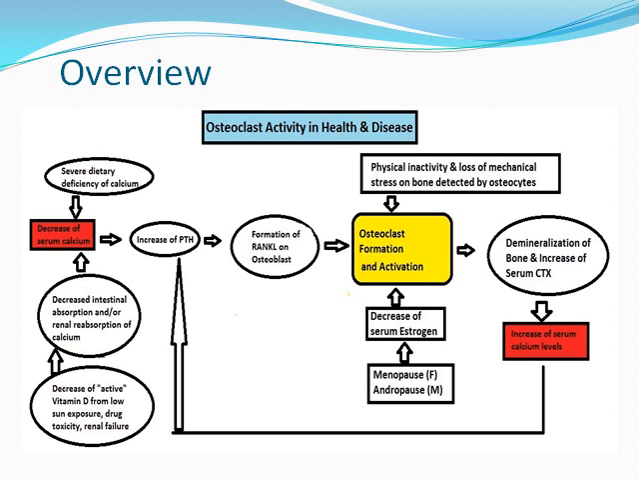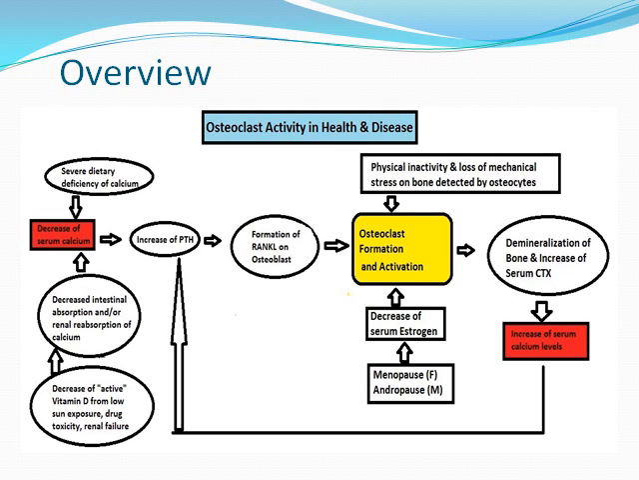And when you have a low level of active vitamin D, and that's the 125 dihydroxyvitamin D, this can lead to decreased intestinal absorption and or renal reabsorption of calcium, and that can lead to a serum calcium drop. But if the serum calcium goes down to a certain point, the parathyroid hormone secretion will increase and the PTH levels will rise. And once that occurs, the parathyroid hormone will stimulate the formation of RANK ligand on the osteoblast.